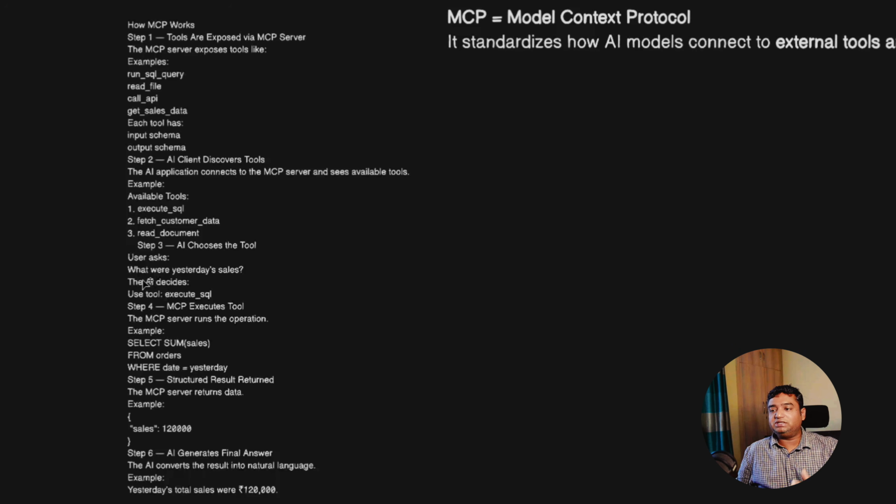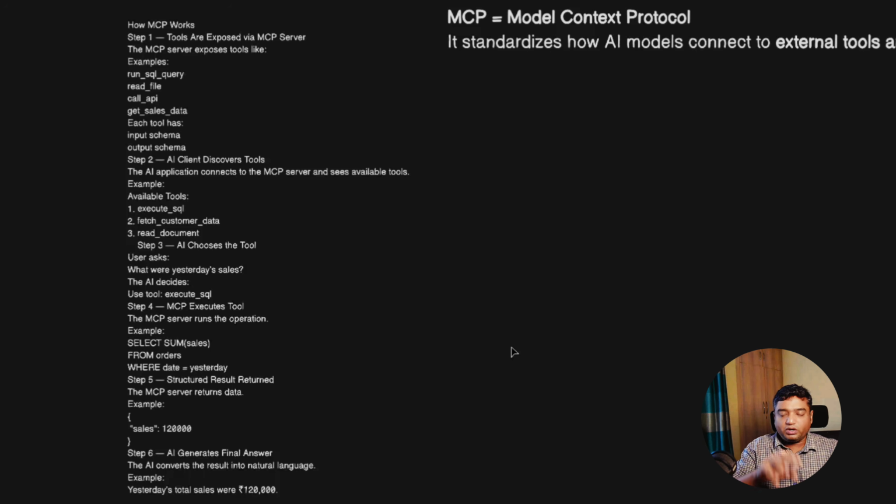So the user has asked what were yesterday's sales. So AI decides which tool to choose. AI decides on execute SQL, and MCP executes the tool. MCP runs the operation in which it creates the query, and it gives you the output, like what were yesterday's sales. AI generates the final answer. The AI converts the result into natural language, and it gives you the answer.